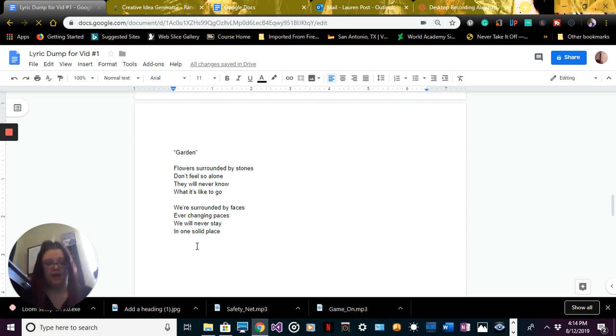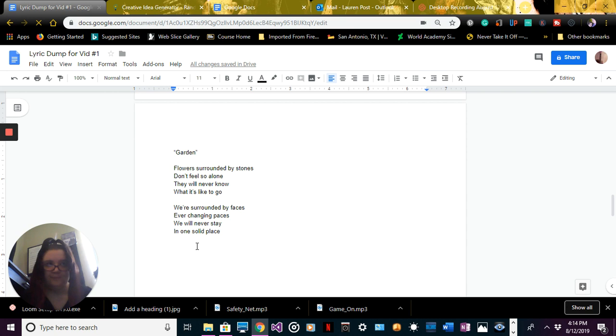This one, I kind of had the idea to do from the theme garden, how flowers and plants, they only stay in one place if they're surrounded by stones, if they're surrounded by rocks. They're in a garden, they're in one solitary place, and we as humans contrast. We can be in the same place for a while, but we're not always in that one place.